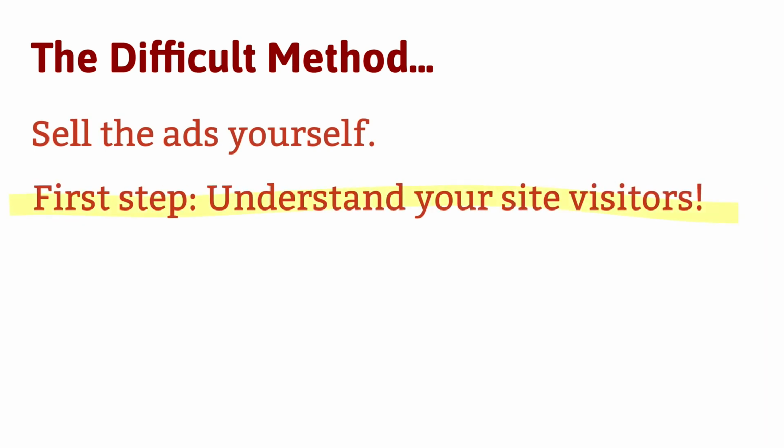It's time to move on to the difficult way to earn money if you're a web publisher and want to make money selling advertising. The easy way is to belong to an ad network. The difficult way is you sell the ads yourself. You do all the footwork. And if you're going to do this, your first and most important step is to understand your site visitors. It gets a yellow highlight.